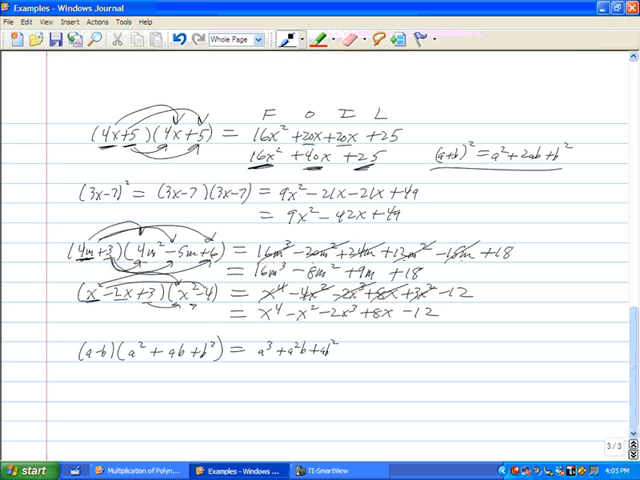So let's go to the b. Minus b times a squared is a minus a squared b. Notice I'm keeping it in alphabetical order. Minus b times ab is a minus a b squared. And minus b times a b squared is a minus b cubed. And again, let's combine like terms.